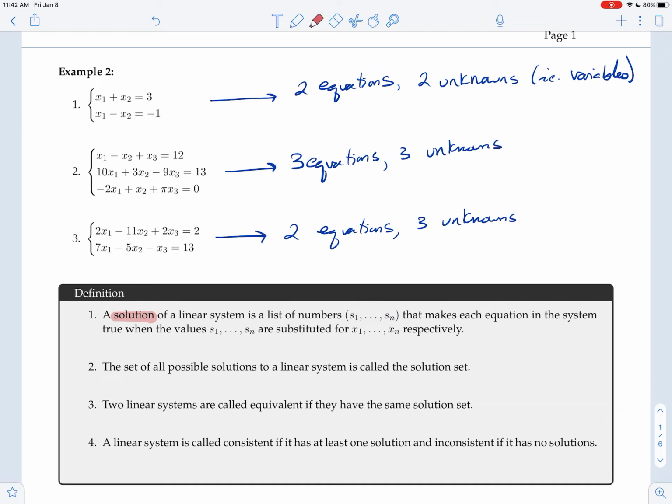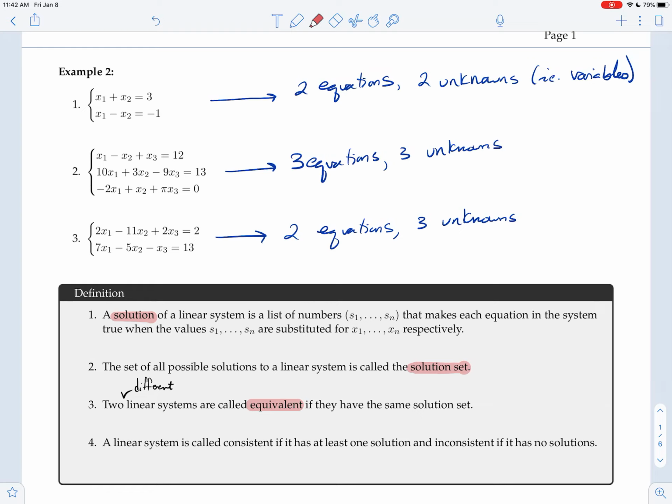So the set of all possible solutions to a linear system is called the solution set. And this is really an important one in 3. You can have different linear systems. I'm going to actually insert the word different. These are not the same equations, different equations, but they're called equivalent. So different systems are called equivalent if they have the same solution set. And that's going to come up in a little bit. We're going to learn how to introduce equivalent linear systems.